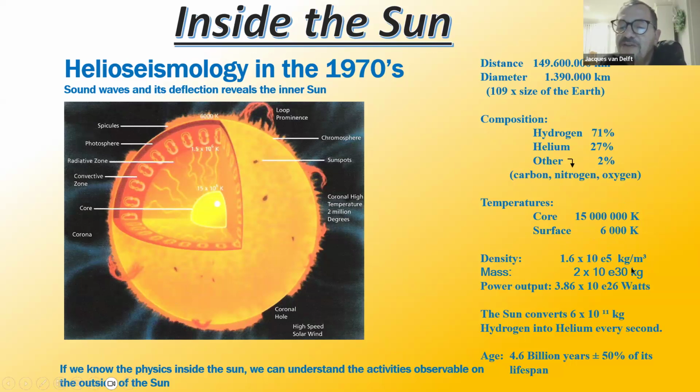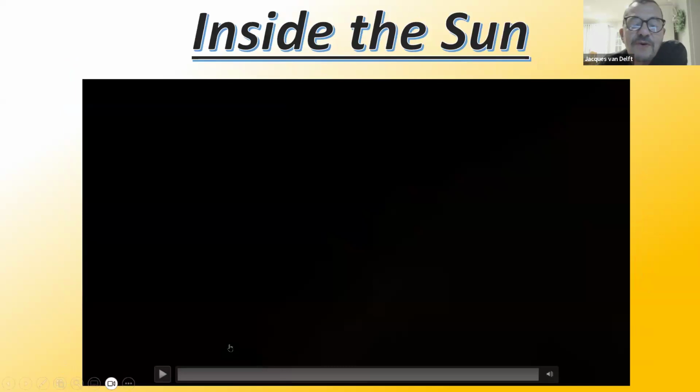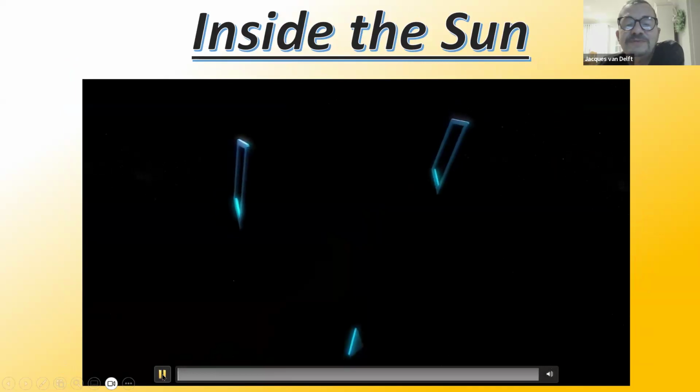Then you see the density, the mass, and the power output. The age of the sun at this stage is about 4.6 billion years. We are about halfway through its lifespan. So the sun is going to be with us for some time, and with the rest of our people that come after us. Now, I've got a video that shows you the workings of the inside, so let's enjoy this video.